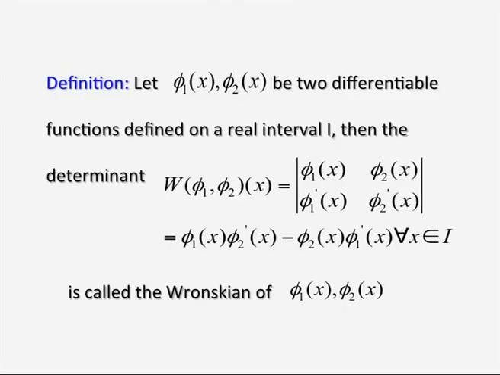Now I will give another definition, the Wronskian of two functions. φ1, φ2 are two differentiable functions defined on a real interval I. Then the determinant with rows φ1, φ2 and φ1 dash, φ2 dash, which is equal to φ1 φ2 dash minus φ2 φ1 dash for all x belongs to I, is called the Wronskian of φ1 and φ2. It is denoted by capital W of φ1 comma φ2 of x.